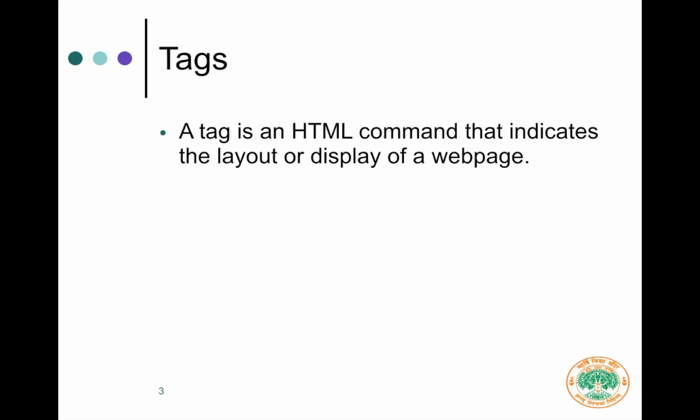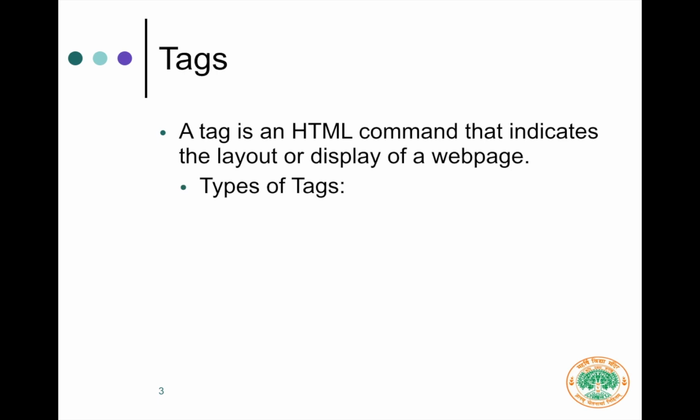Next we need to know what tags are. So what is a tag? A tag is an HTML command that indicates the layout or display of a web page. In an HTML document, how the contents will be displayed is determined with the help of something known as tags. You will not be able to see the tag while viewing the HTML document through a web browser, but those tags are essential for determining how the web page will be displayed.